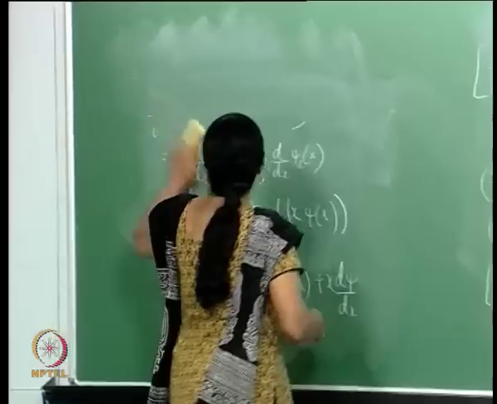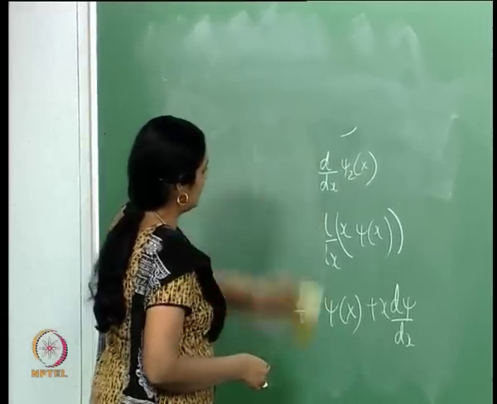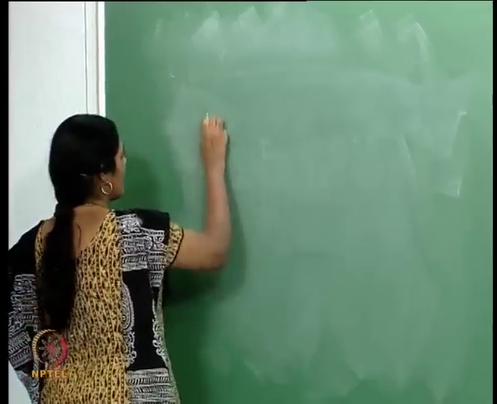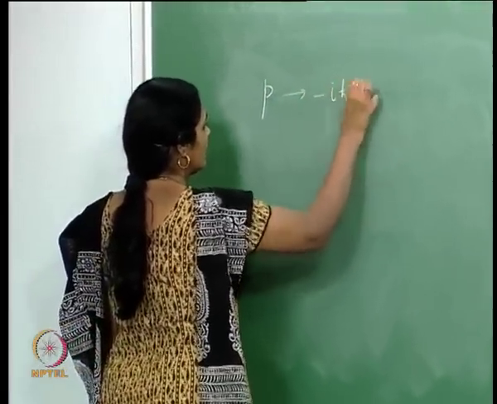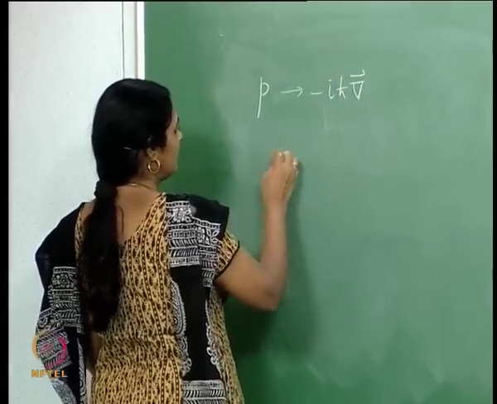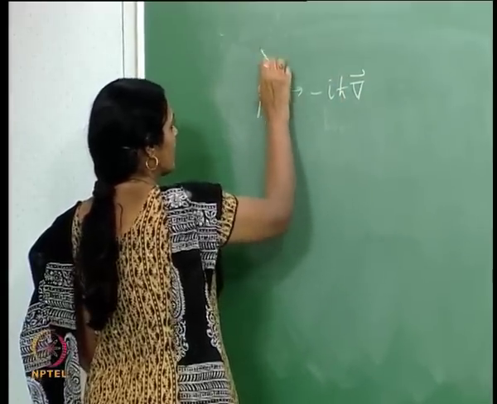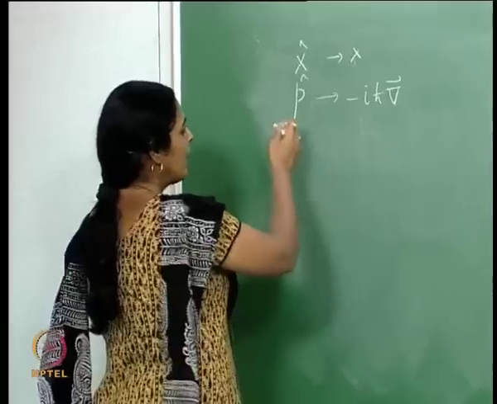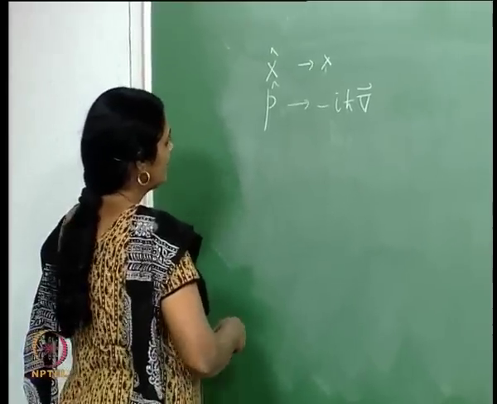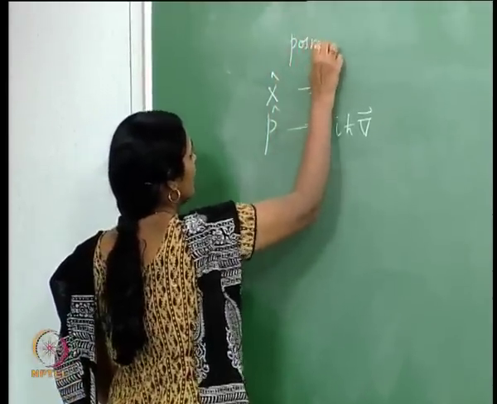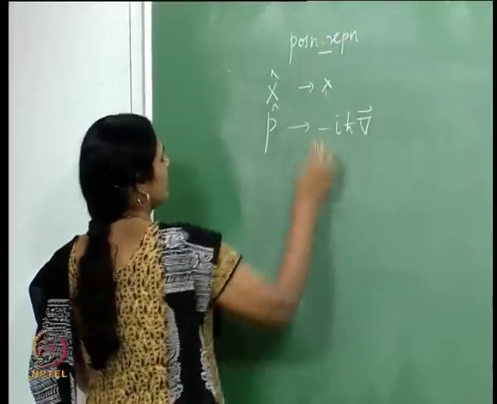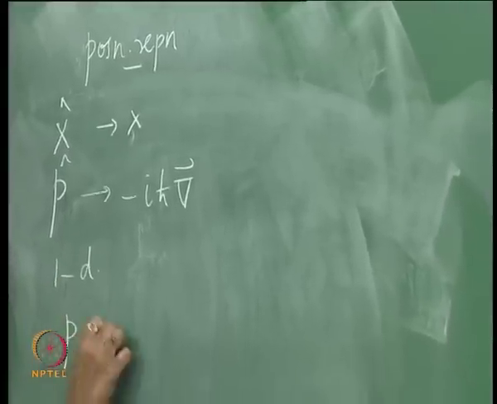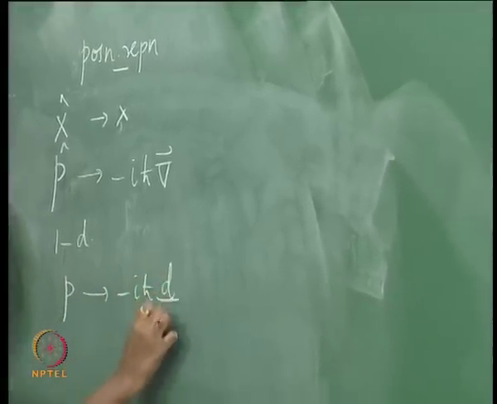I find that in the position representation, momentum is represented by minus iħ del, and this is in the position representation, where x itself is x and P is minus iħ del. This is in the position representation. So in one dimension, P is simply minus iħ d/dx.